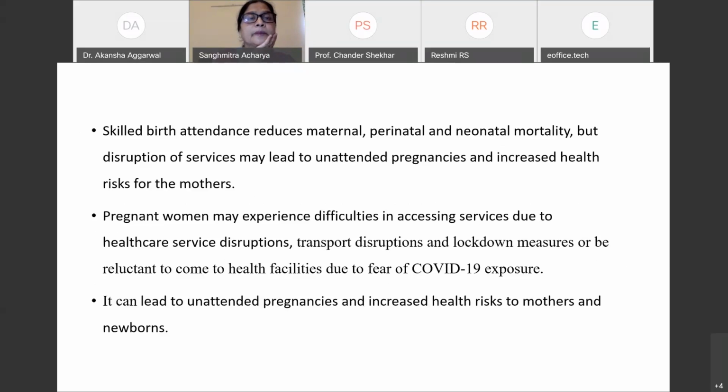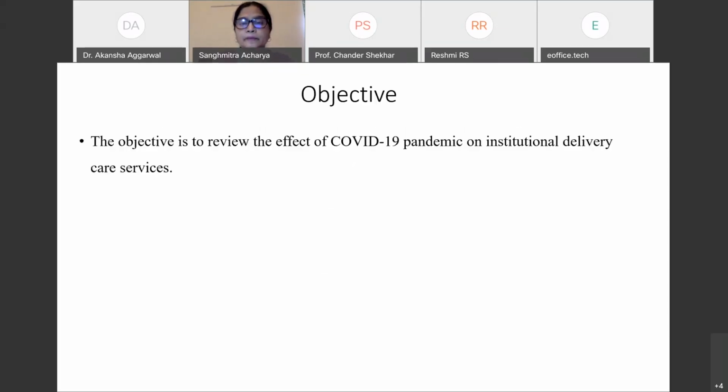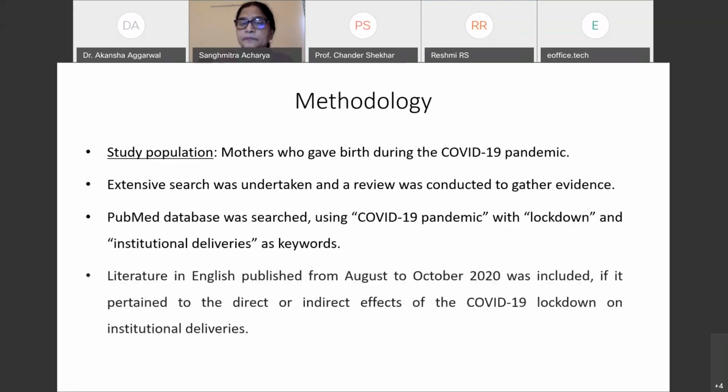Pregnant women during the lockdown have experienced difficulties in accessing services because of disruption in the services, transport disruptions, and other lockdown measures. They were also reluctant to come to the health facilities because of the fear of COVID-19 exposure, which has led to unattended pregnancies and health risk for mothers as well as for the newborns. The objective of the study was to review the effect of the COVID-19 pandemic on institutional delivery care services. The study population were mothers who gave birth during the COVID-19 pandemic.